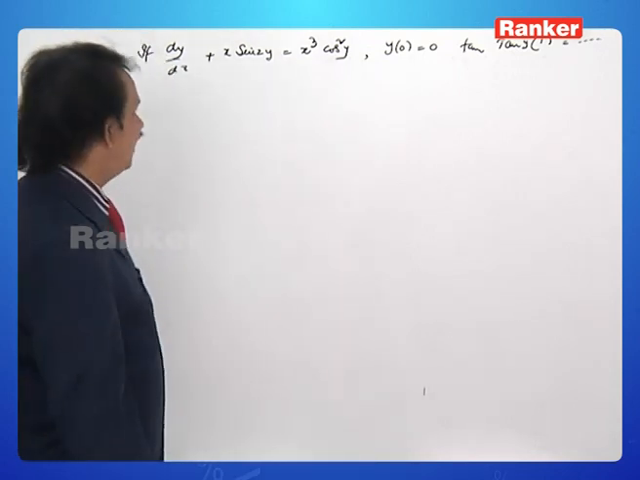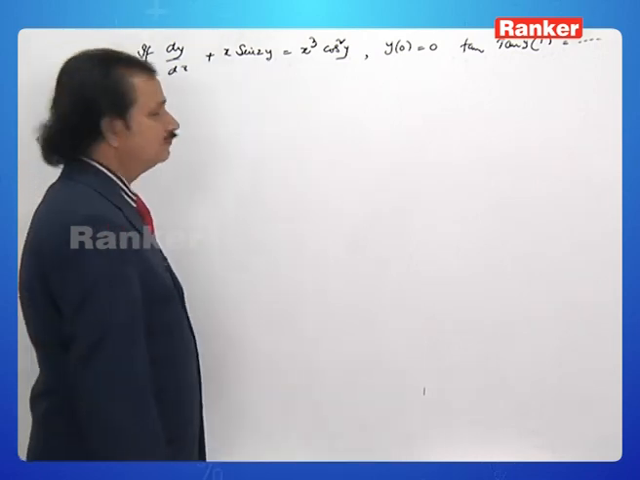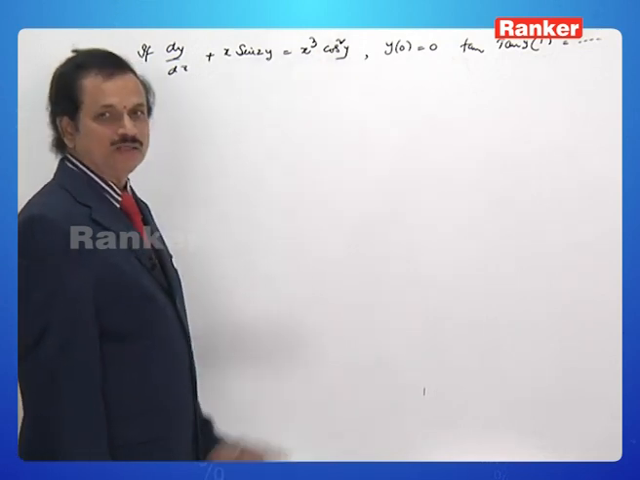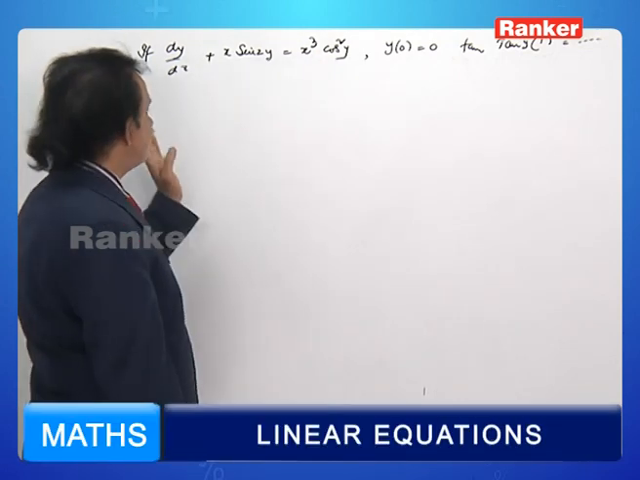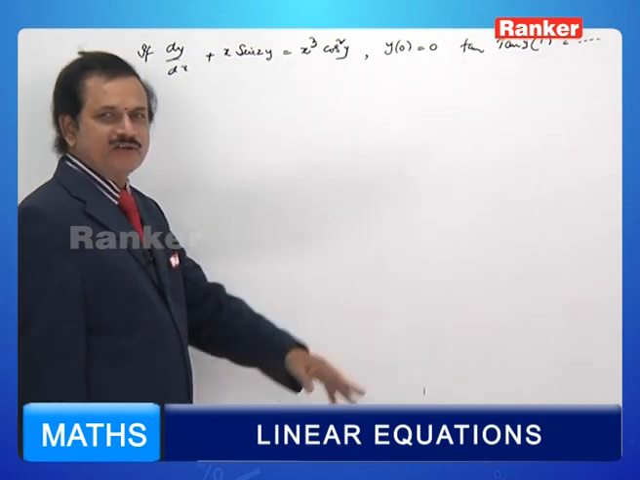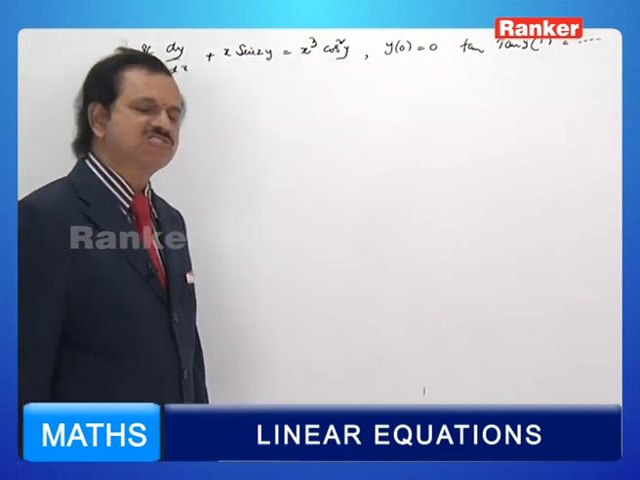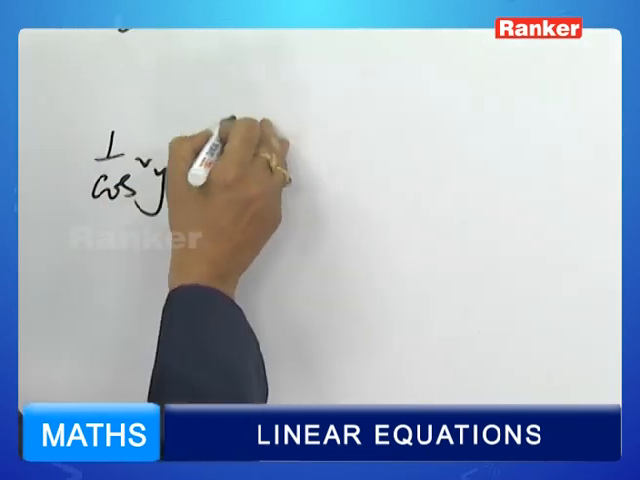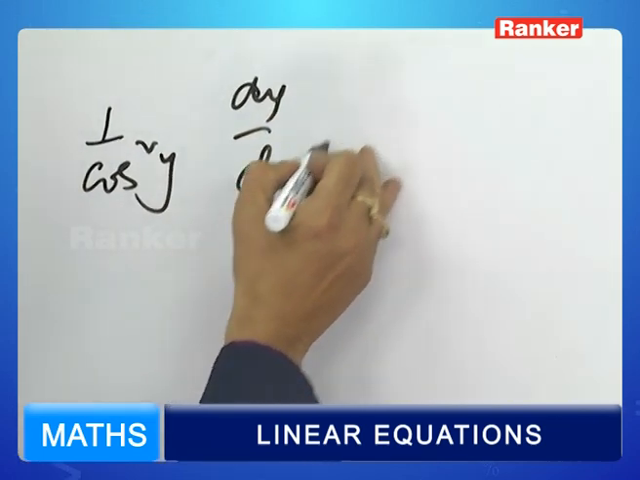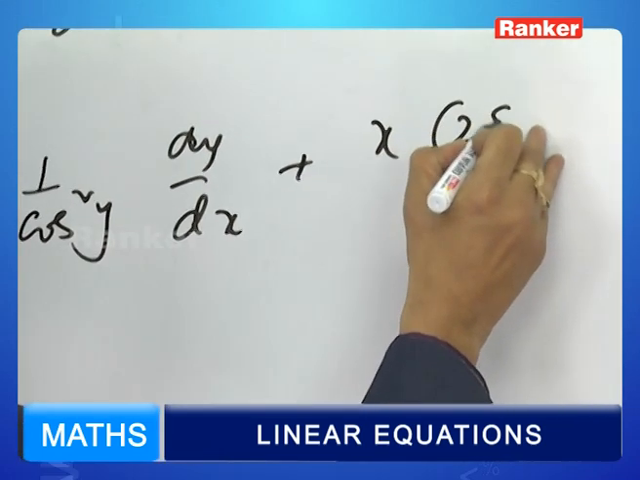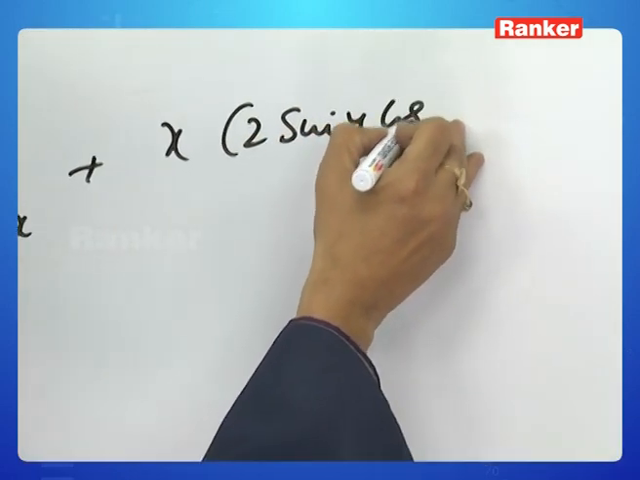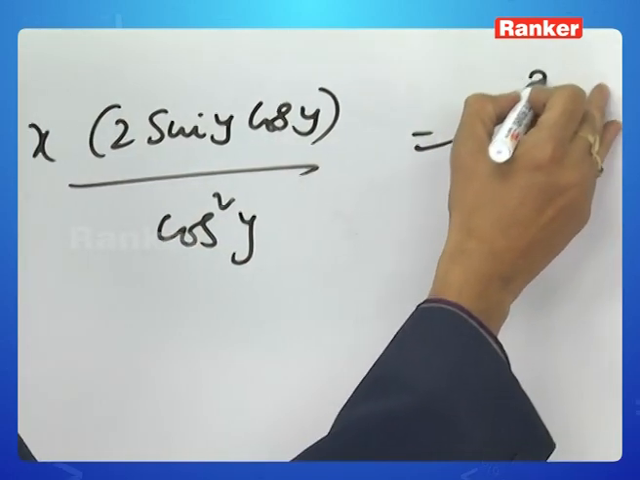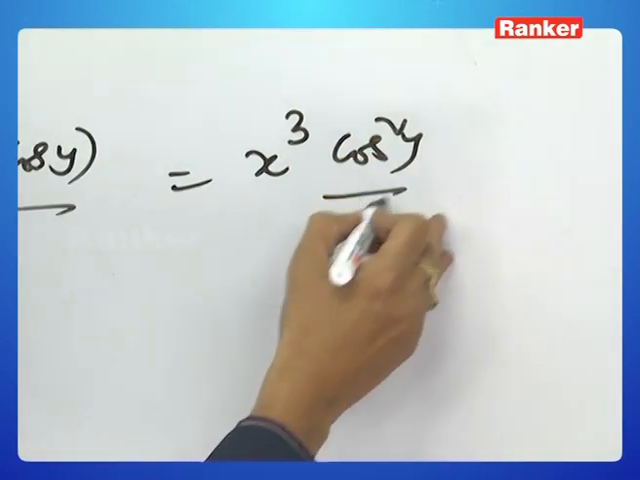Yes, what is that idea? Look here. Basically, we should have only x's here. Here it is cos square y. First of all, you divide the entire equation with cos square y. Let us see what happens. 1 by cos square y into dy by dx plus x into 2 sin y cos y by cos square y is equal to x cube cos square y by cos square y.